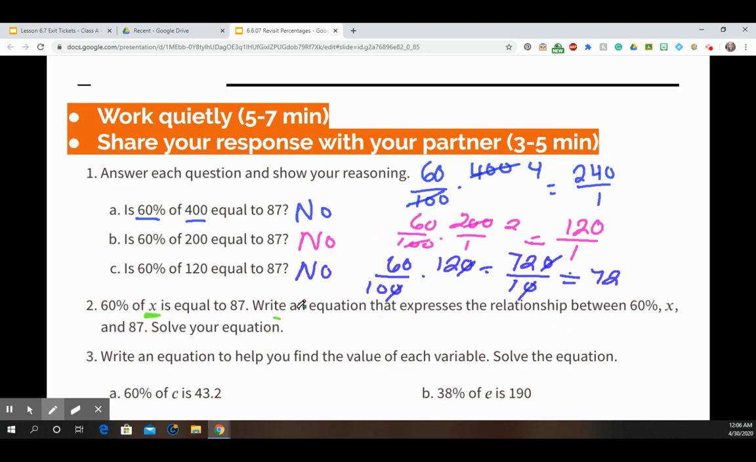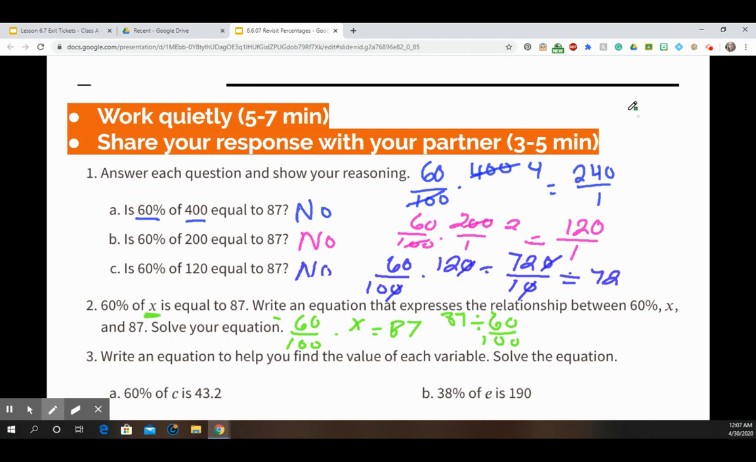So we just did a bunch of these, right? So I'm going to start off with 60 over 100 times x is equal to 87. To solve, I take that total, divide by the part I know, and find the variable, right? So I'm going to have 87 divided by 60 over 100, right? And now I'm going to be able to keep, change, flip.